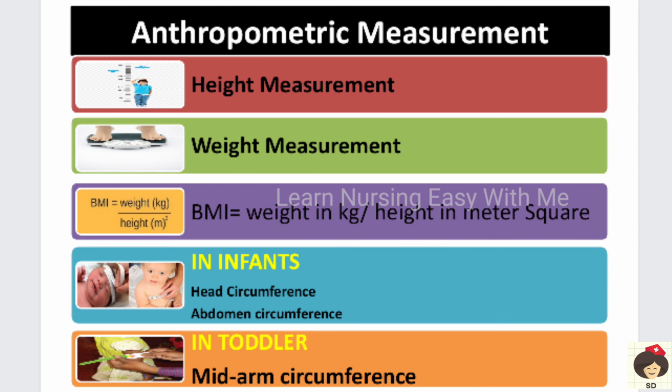Apart from this, we must also do anthropometric measurements. Here height and weight checking will be done, and BMI is body mass index, which is calculated as weight in kg divided by height in meters squared. Here you can see if the patient is underweight or overweight. And in infants you will be checking the head circumference and abdominal circumference, which show the nutritional status of the baby. And in toddlers, that is 3 to 5 years, you will be checking the mid-arm circumference, which also denotes if the patient is nutritionally healthy.